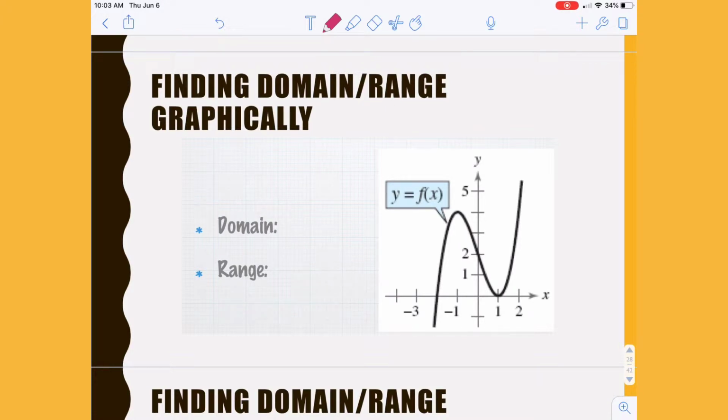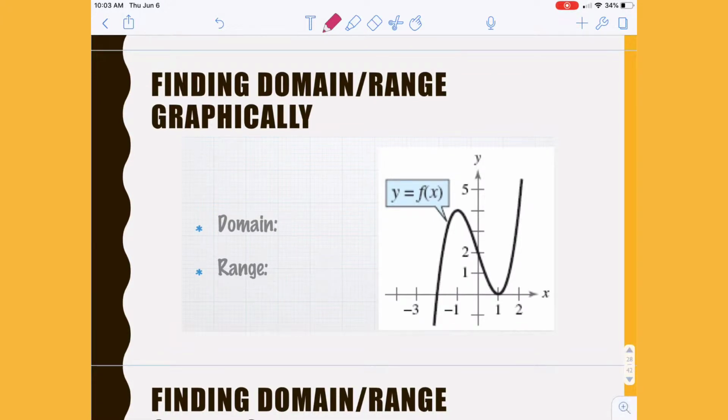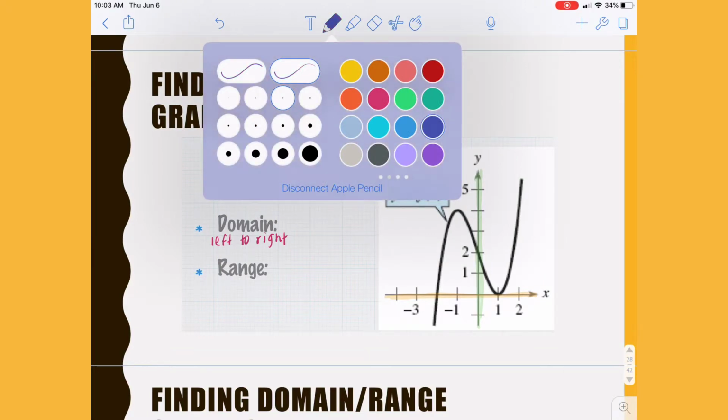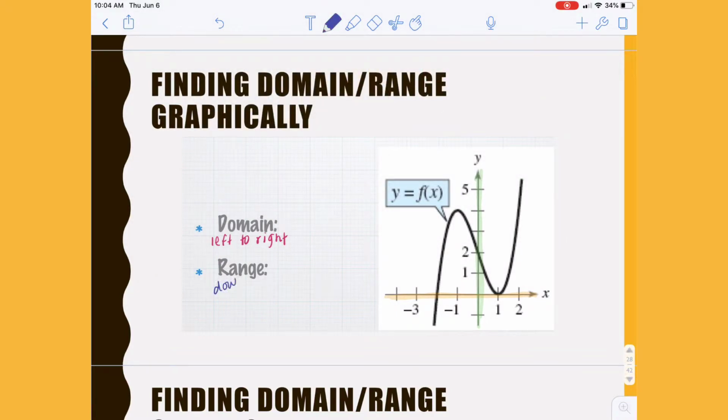Now, once we know that we're dealing with a function, we may want to identify the domain and the range, meaning we want to know what x values are covered for this graph and what range values, or y values, are covered for this graph. Domain represents our x values, and x values occur along the x-axis, which goes in a direction from left to right. And then we have our range values, which are our y values, and that covers our y-axis, which goes down to up.